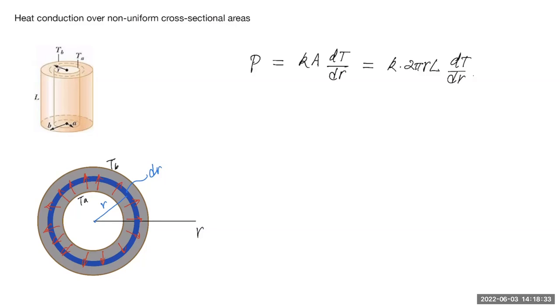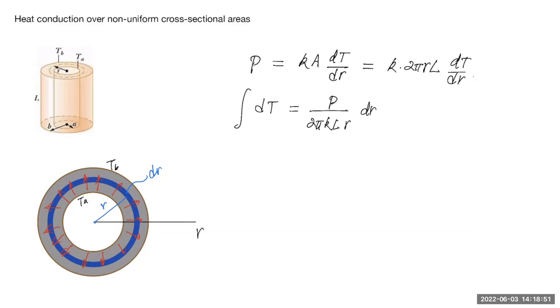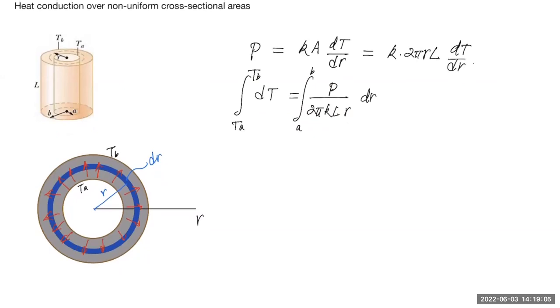Okay, so let's do that. Let's solve for dT. So dT equals, you have P on the other side, and then 2 pi KL R dr, right? Now, integrate over both sides. Okay, here the temperature went from TA to TB, while the radius went from A to B, right? The left-hand side, the integral is TB minus TA.